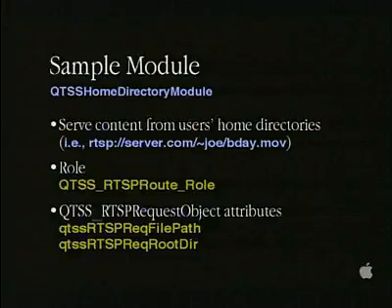I wanted the same feature for the streaming server, where I have a ~joe in my RTSP URL and my module can serve content from Joe's home directory, instead of having to put all the users' content into one big movies directory, so that the users have their own access. It's a very simple, common use, and everybody wants to have that. So I decided to write a module that can do it.